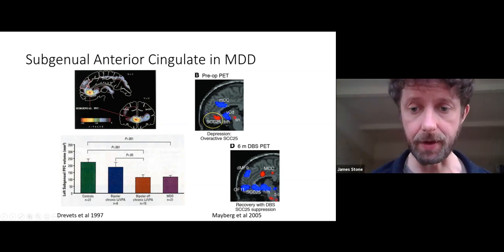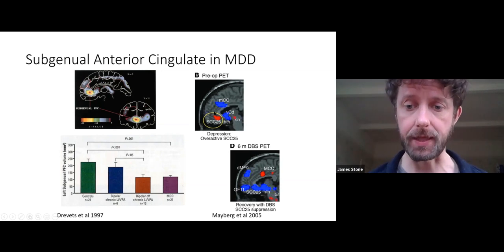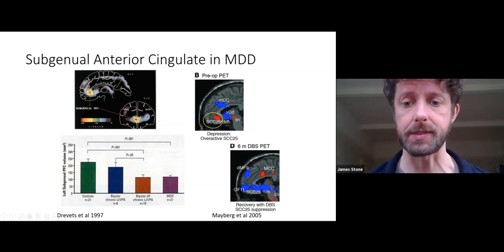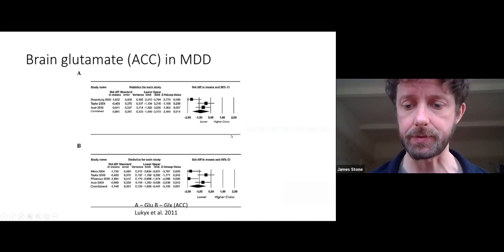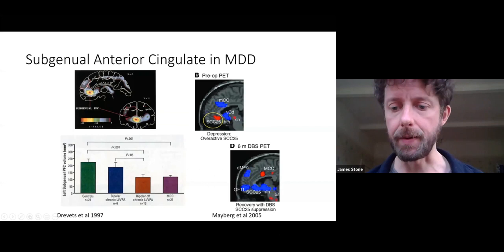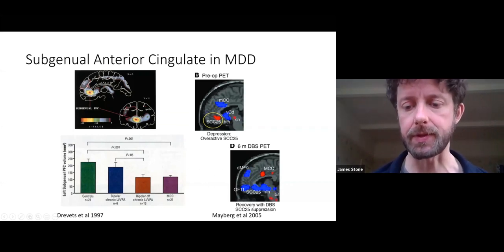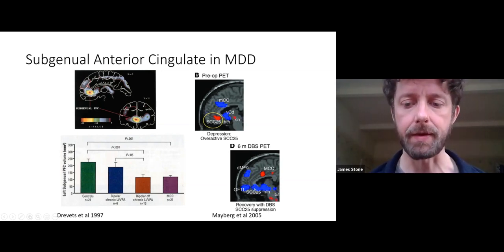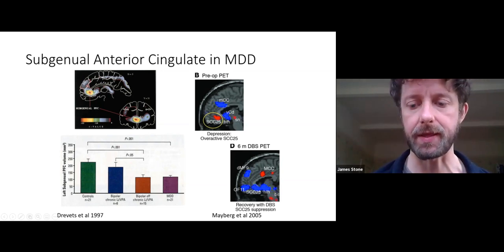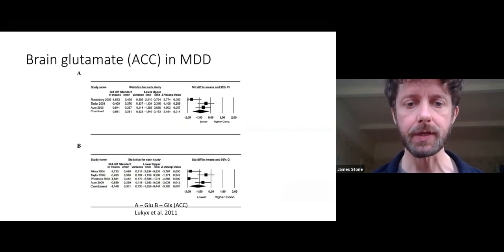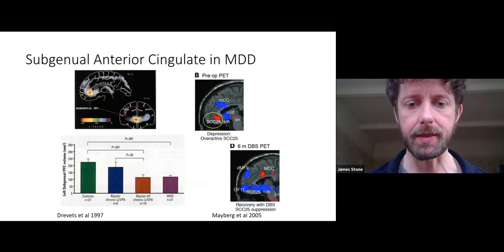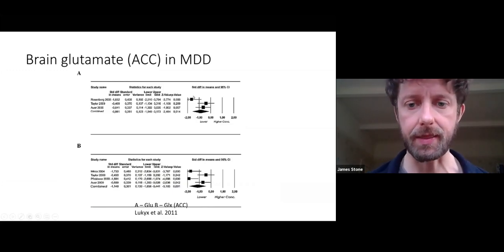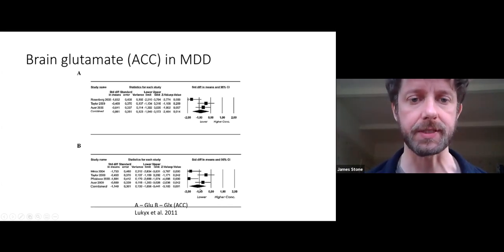It also appears to be overactive in patients with depression, and it's suggested that this might be one of the key areas that's important in depressive symptoms. In patients who have deep brain stimulation of this area, their depressive symptoms reduce, and the overactivity in this area is normalized. We also know that in this brain region there are reductions in brain glutamate in patients with depression. So it's possible that increases in glutamate might be important for the antidepressant effects.